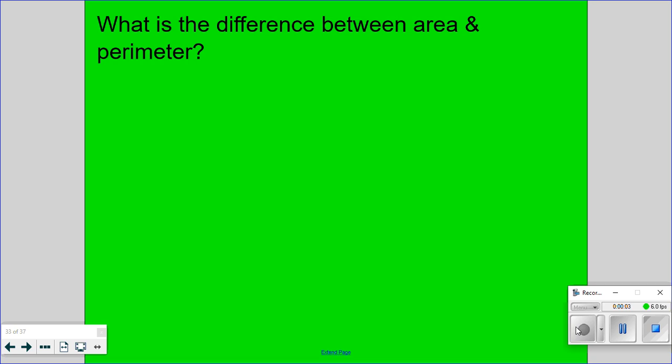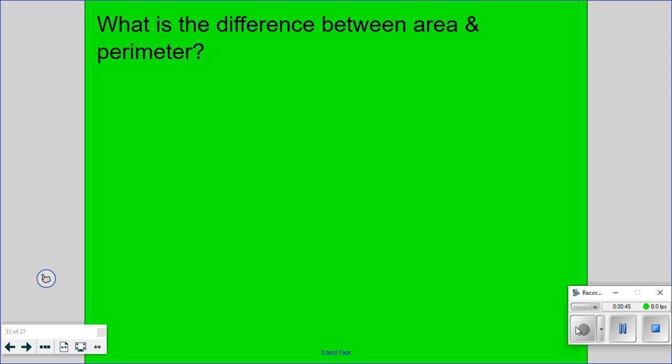What is the difference between area and perimeter? We have now talked about both of those vocabulary words, both of those math words. Today we're going to talk about what makes those words different. We've been using both of them, but just because you've been using both of them doesn't mean that they measure the same thing. What's the difference between area and perimeter?